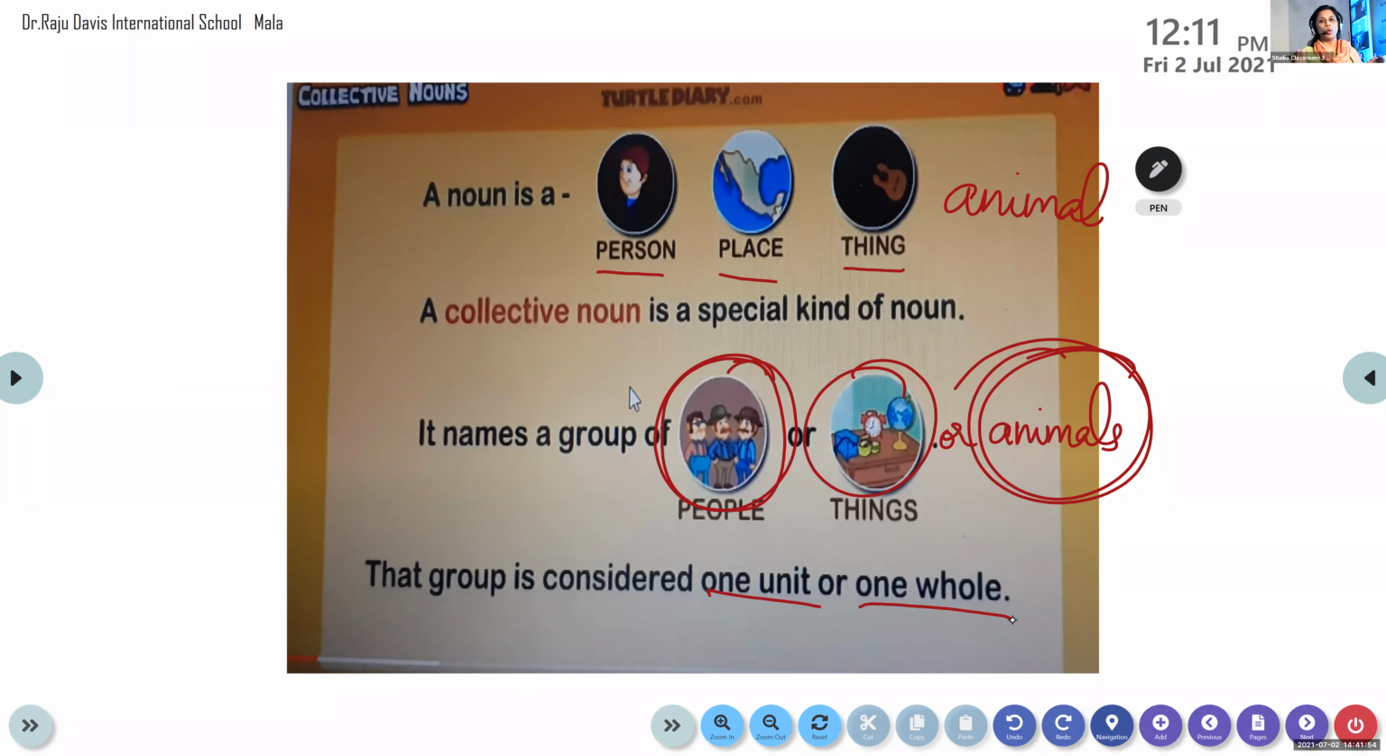Group means you should know it. It is not one, two, or three. It is collection. When we collect the stamps, we don't collect one, two, or three. We have a large amount of it. So we call them a collection of stamps or collection of coins. Similarly, a group means it's not one, two, or three. It's a group of people, group of animals, and group of things. So when it comes to it, we call it collective noun. That group is considered as one unit or one whole. Clear to all of you? I hope it's clear. Yes. Let's move on to the next one.